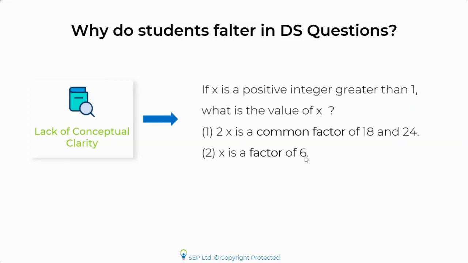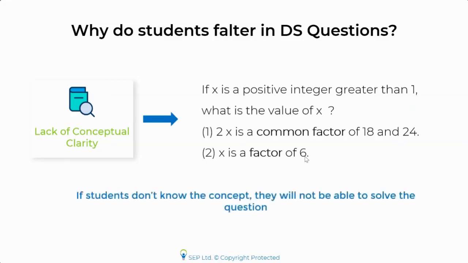I've seen people, when I ask what the factors of 6 are, the most common response that I get is 2 and 3. They forget about 1, they forget about 6, and if you forget or don't know these values, then you won't be able to solve a data sufficiency question correctly. So number one, if you want to improve your accuracy in data sufficiency questions, I would strongly recommend that you go through the concepts first. If the concepts are not strong, it's not going to work. But this is valid for a problem solving question also.